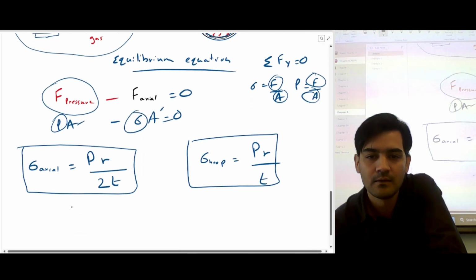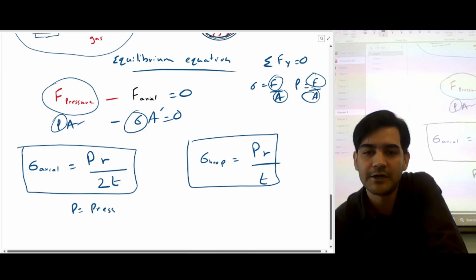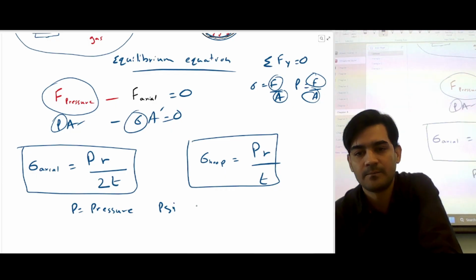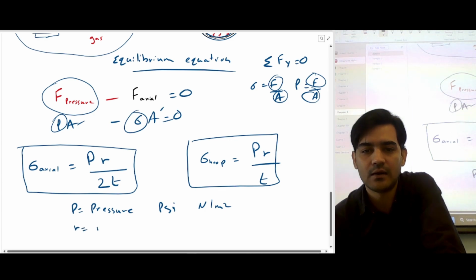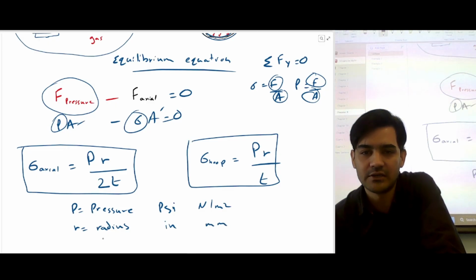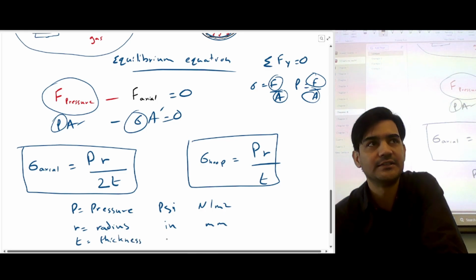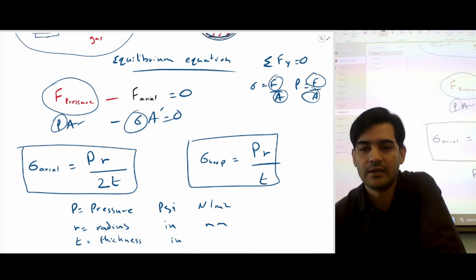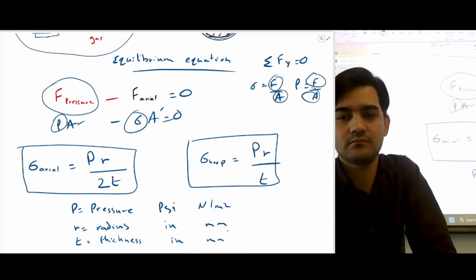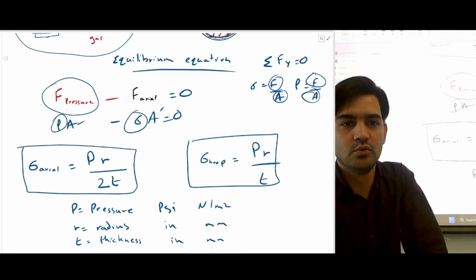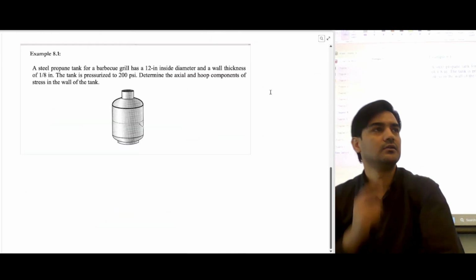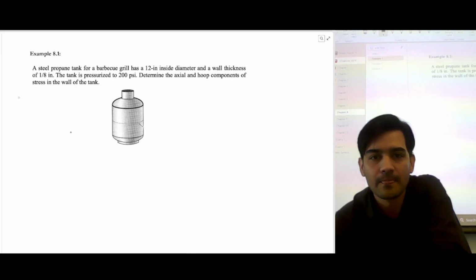So P is our pressure, which is going to be in PSI or Newton per meter square. And then R is our radius, which is going to be in inches or millimeter or meters, and thickness, T, is the thickness of the vessel, and that's going to be in inches also or in millimeter. So we can do one example. It's going to make it more clear.